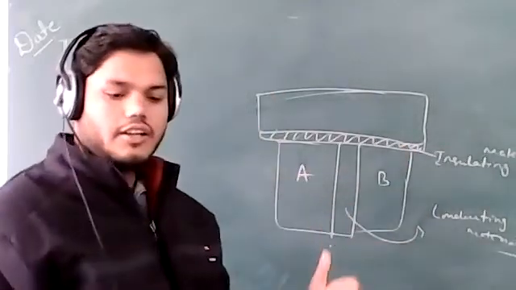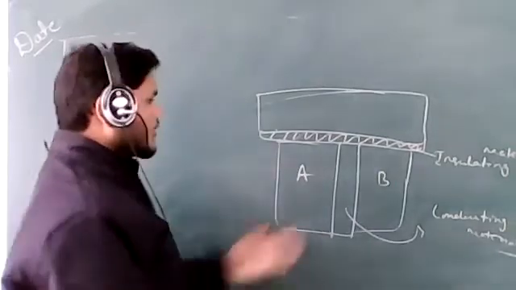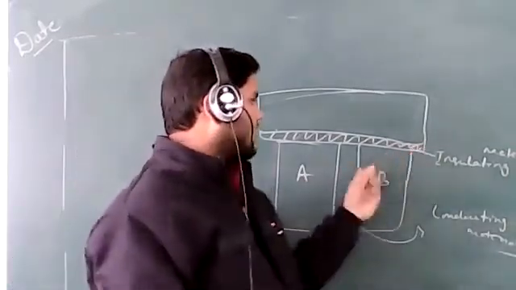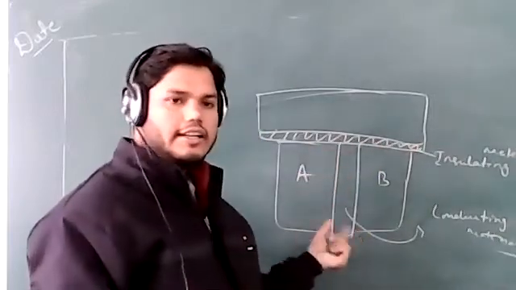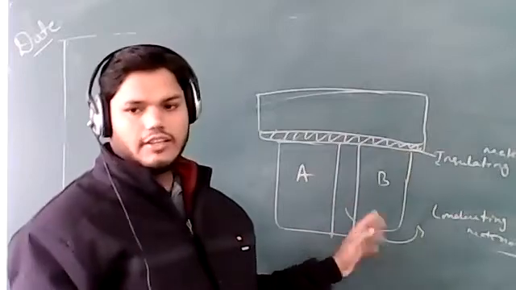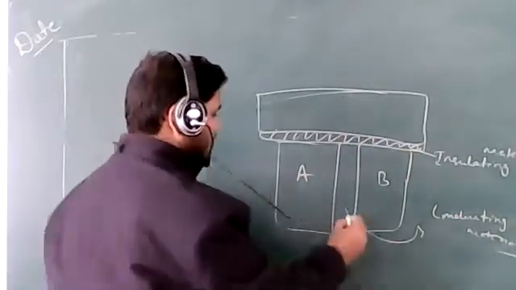This is the second condition. The insulating material means heat cannot flow from A to C or B to C. Here heat can flow only from A to B, because it is a conducting material.